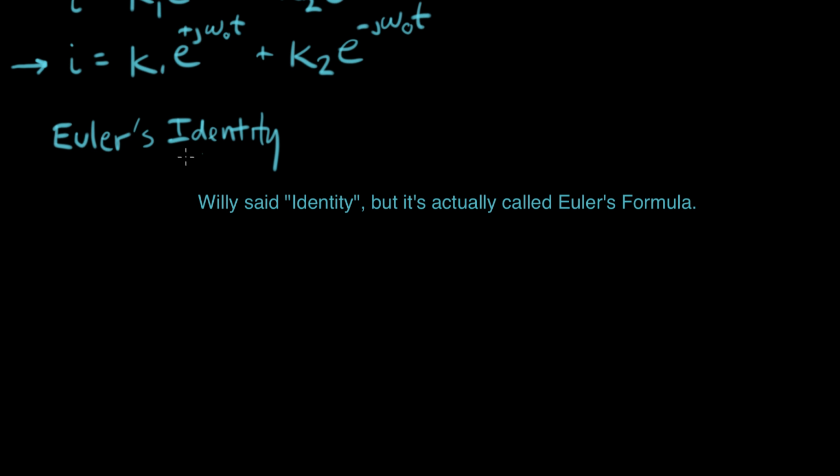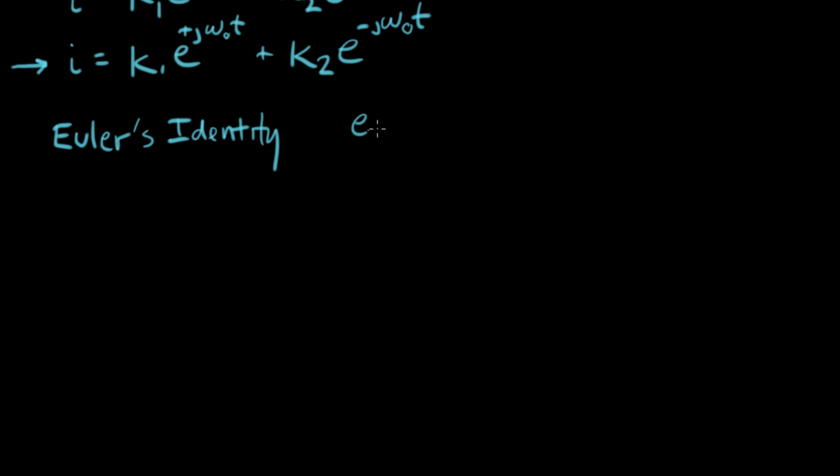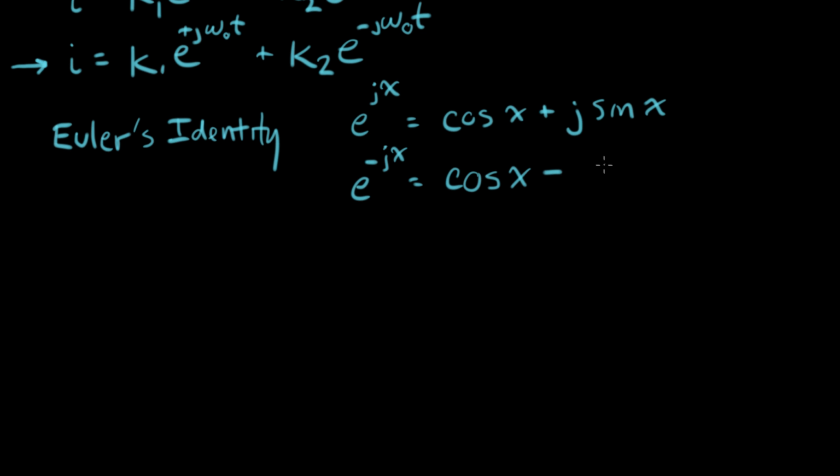If you search on this term on Khan Academy, you'll find an explanation of where these identities come from. But I'm just going to state them right here. Euler's identity is e to the jx, anything up there, equals cosine x plus j times sine x. That's one of the identities. And the other identity is e to the minus jx equals cosine of x minus j sine x.